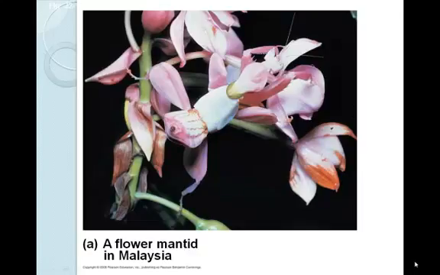This photo shows an example of insect camouflage as an example of evolutionary adaptation. If you look very carefully, you can see the insect, the flower mantid, sitting on the orchid, a great example of protective camouflage.